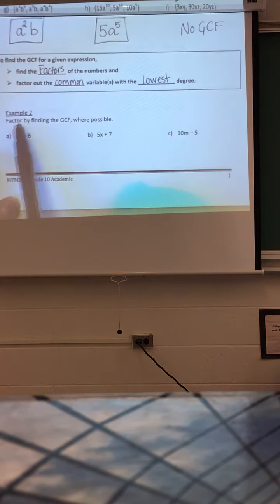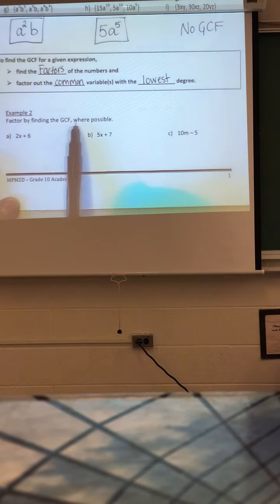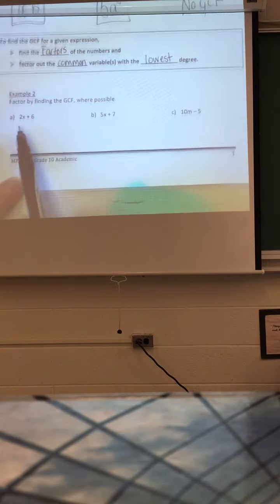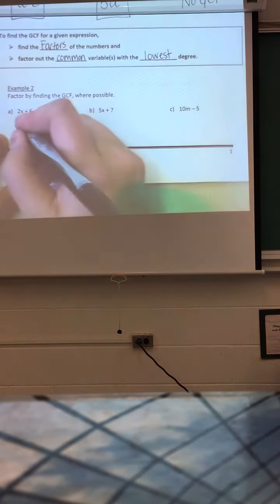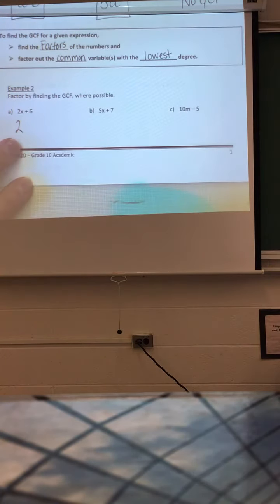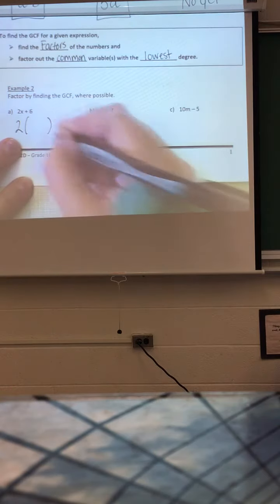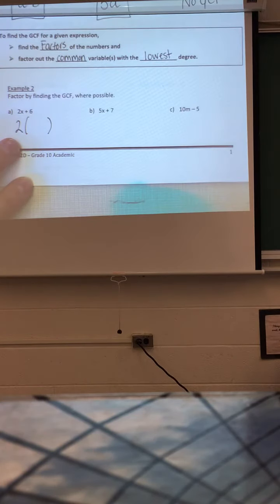Okay, let's look at this. Example 2, factor by finding the greatest common factor where possible. So I'm going to look here, 2x and 6. So look at your numbers first. Is there something in common between 2 and 6? Yes, 2. That's going to go on the outside. Everything else is going to go in the brackets. Because I don't have x in common here, I only have it here. So in this case, I don't have x as a greatest common factor. The only thing I have is just the 2.